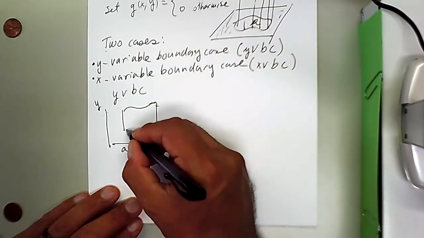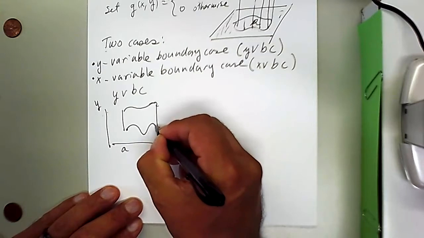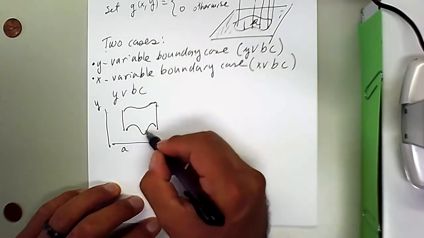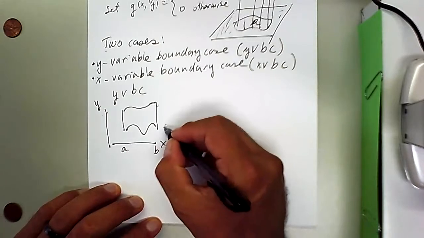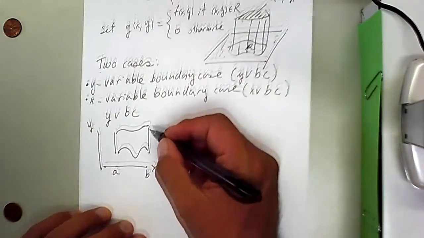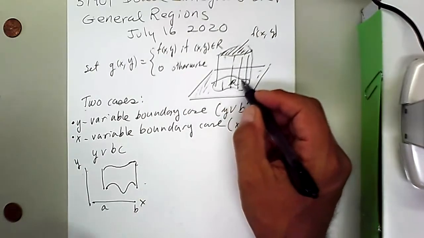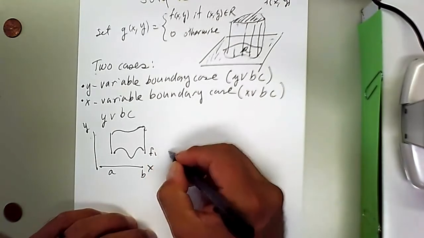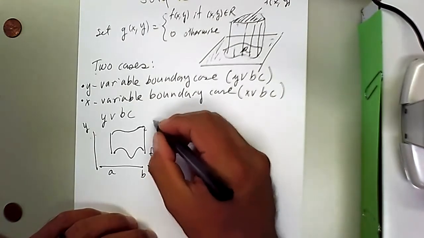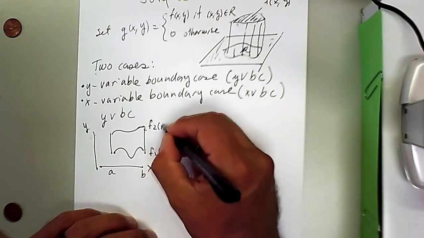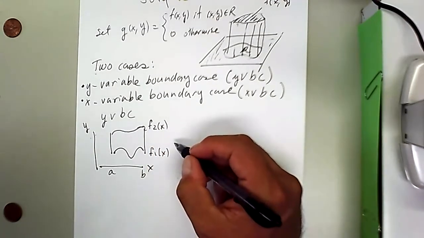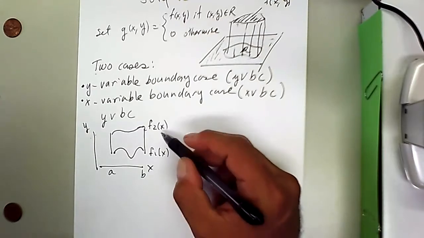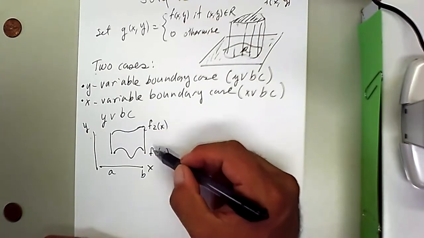So perhaps we can have something like this. And we're going to label this bottom boundary, instead of C and D, as we did with the rectangular regions, we're going to go from F1 of X to F2 of X. So we're going to include the restriction that F2 will be above F1.